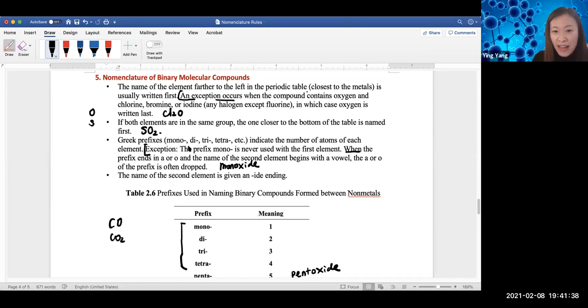So dichlorine monoxide. This example indicates that although oxygen is further left on the periodic table, as this is an exception, we have to write the chlorine first. But there is also another exception, for any halogen except fluorine. If it's a combination of fluorine and oxygen, you still write oxygen first, followed by fluorine. So you're going to get something like this. Again, what's the name for this binary molecular compound?